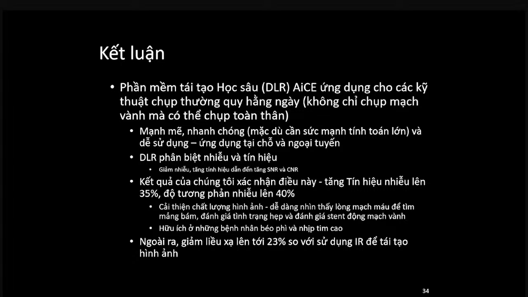Our results confirm this, because with our results we showed increased signal to noise by 35% and contrast to noise by 40% increase. There's improved image quality. It's easier to see the vessel lumen for plaque, assess for stenosis, and assess coronary stents, and it's also helpful in obese patients and high heart rates. We also reduce radiation dose by up to 23% compared to using iterative reconstruction for image reconstruction.